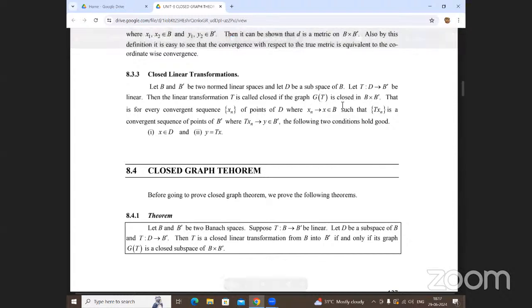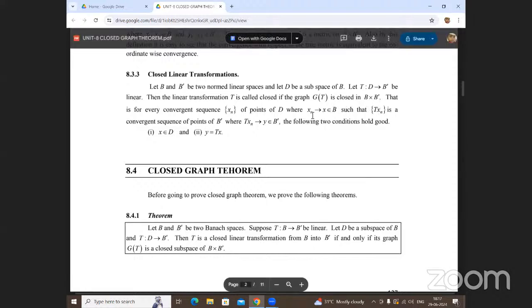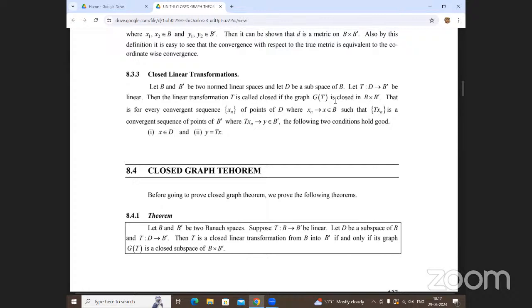Students, this is simply stated as closed: when we take any sequence whose convergence point is in capital B, the transformed sequence is also a convergent sequence of points of B dash, that is, Txn converges to y. This is the second way of the definition of closed.